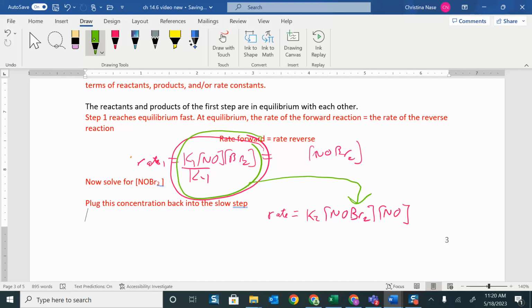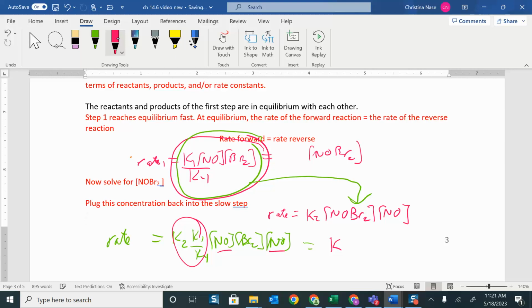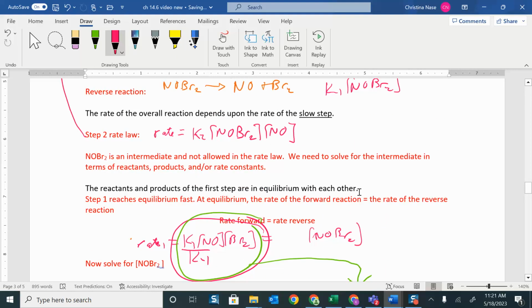So I end up having something that looks like K2 times all this stuff. And so times, I've got all that. I've got K1 over K negative 1, NO, Br2 times NO. Now, if I want to combine things to make this look a little bit prettier, I have K times K divided by K. Combine all those K's. This is just one new K. And then I have NO and NO. That's NO squared times Br2. And then that is the rate law according to this proposed mechanism.